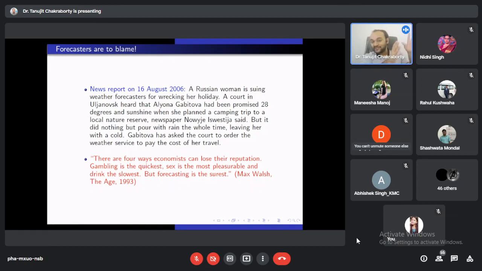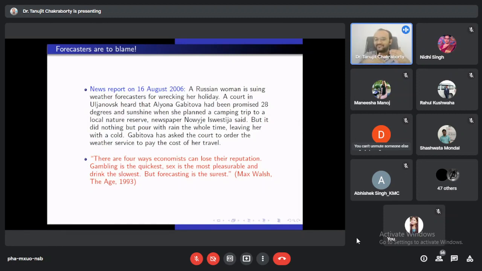So, in case you are from an economics background or if you are interested in economic statistics, what are the ways one economist can lose their reputation? One is gambling. Gambling is the quickest, sex is the most pleasurable, and drink the slowest.